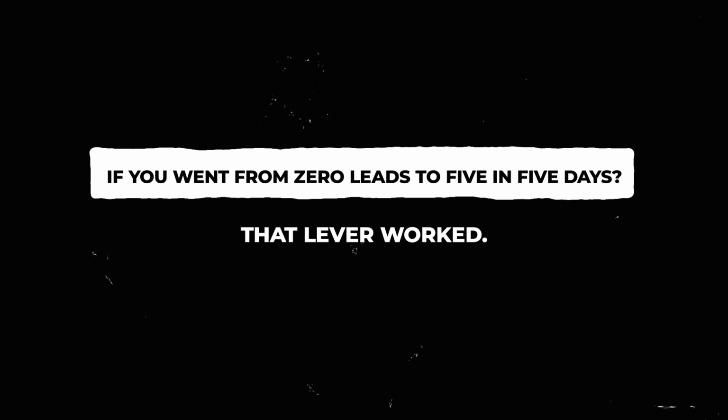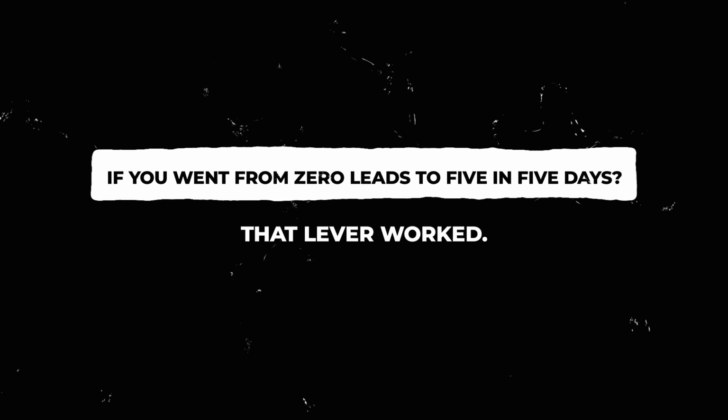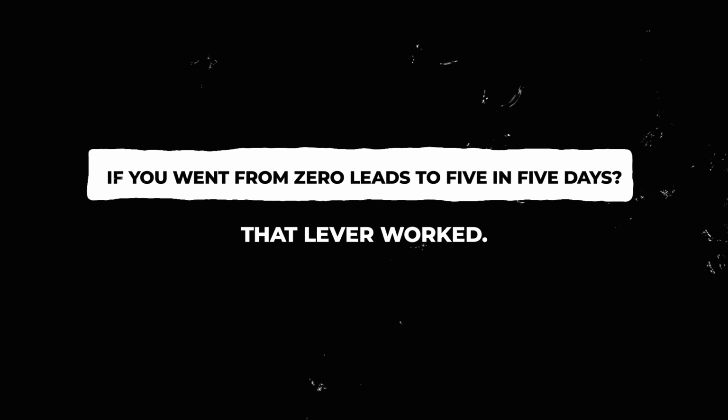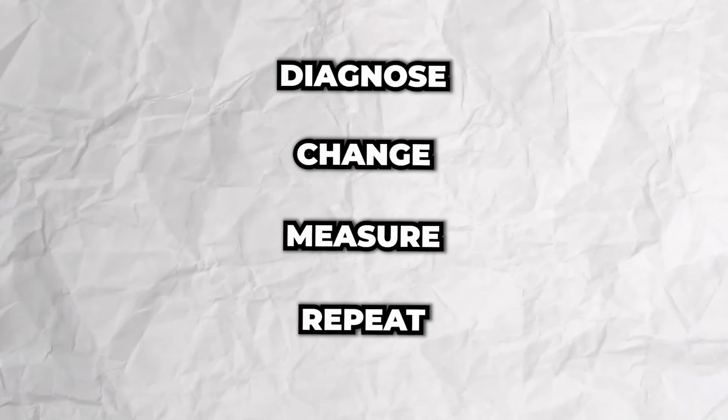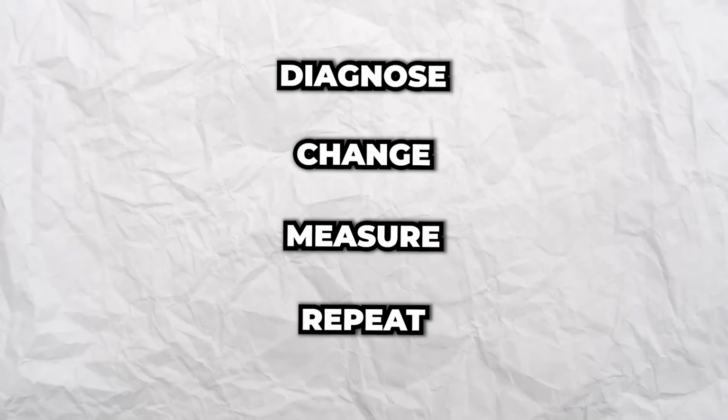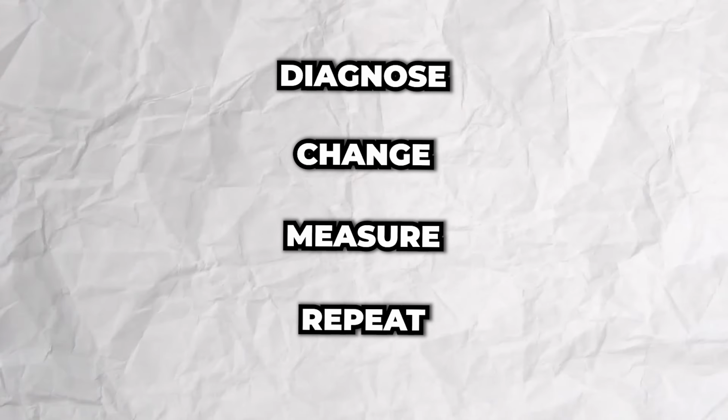Once you've hit that minimum volume again, you compare the baseline you have now to the baseline I told you to write down. Remember, I did say, write it down. And then if you went from 0 leads in 5 days to 5 in 5 days, well, that lever worked. If it didn't move, you just pick another thing on the list and try that. This is the loop we run consistently in client campaigns. And you don't stop tweaking until the numbers work.